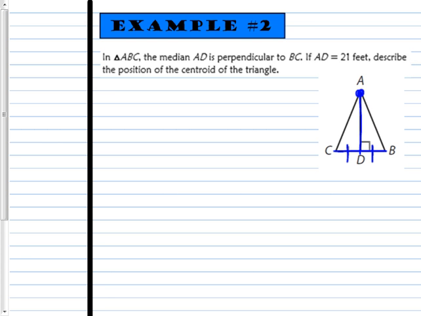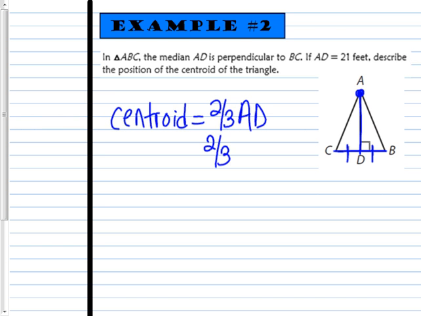So where would the centroid be? Well, the centroid is somewhere in the middle, but we know it's 2/3 of the way from A to D. So the centroid is 2/3 of AD. Well, what is AD? It's 21. Okay, 2/3 of 21. So 2/3 of 21, you multiply 2 times 21 and divide by 3. You get 14. So the answer was 14 feet.